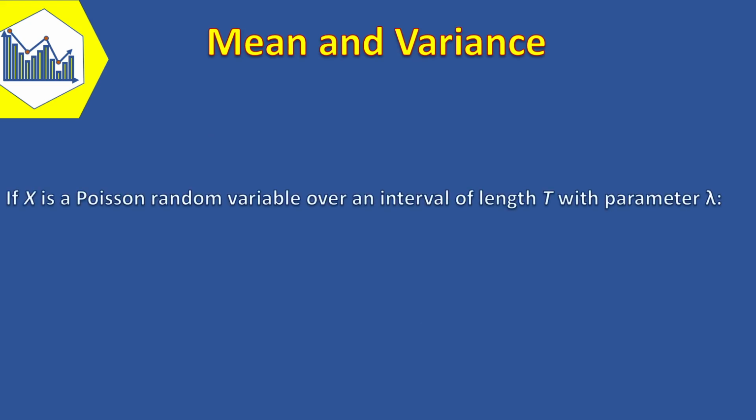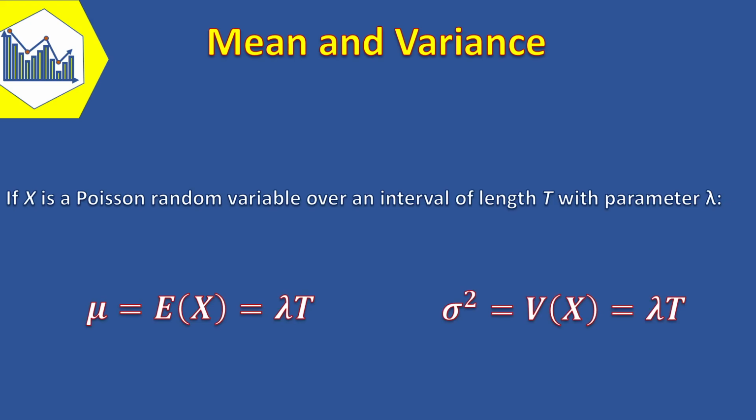Now, as always, let's see what the mean and the variance of the Poisson distribution are. If x is a Poisson random variable over an interval of length t with parameter lambda, then the expected value and the variance of x are both equal to lambda t. Yes, it's a little bit strange, but the mean and the variance of a Poisson random variable are equal, and I will prove to you why in later videos.